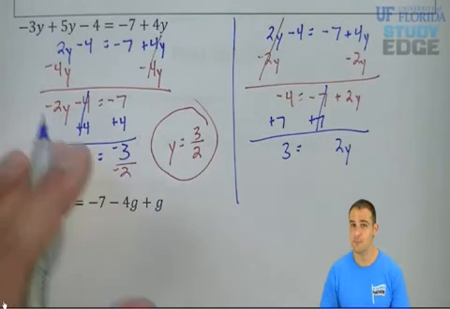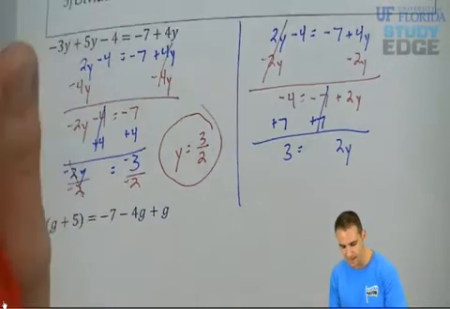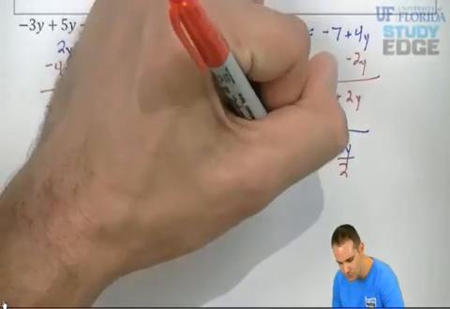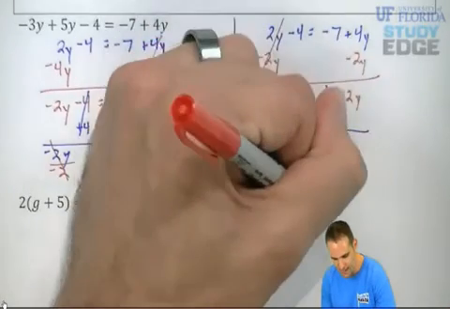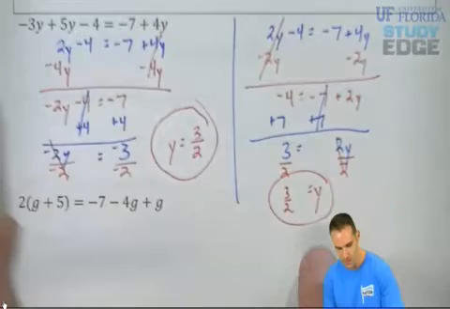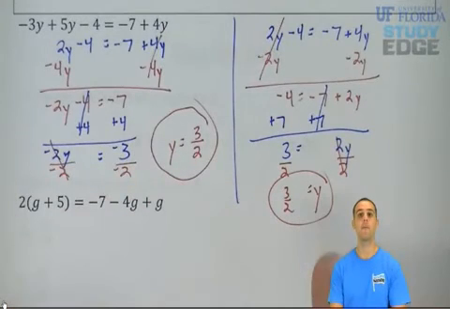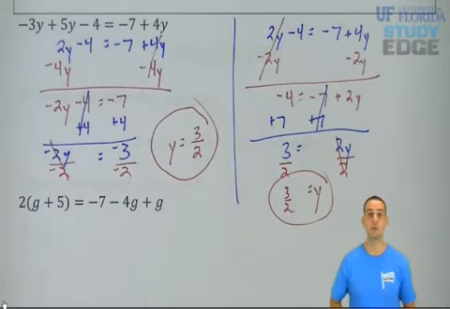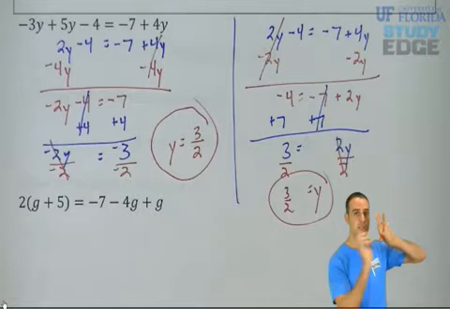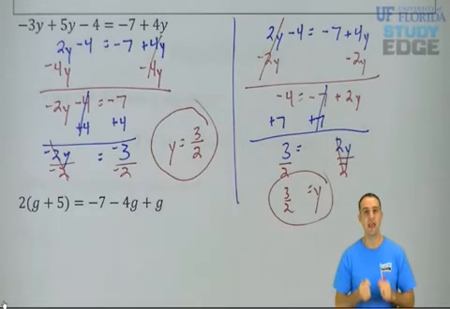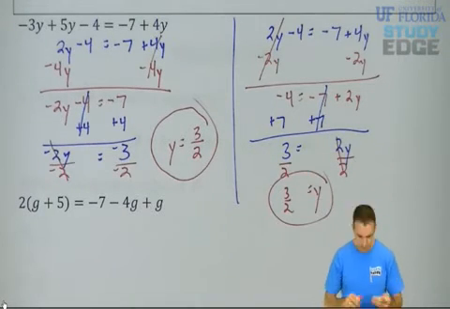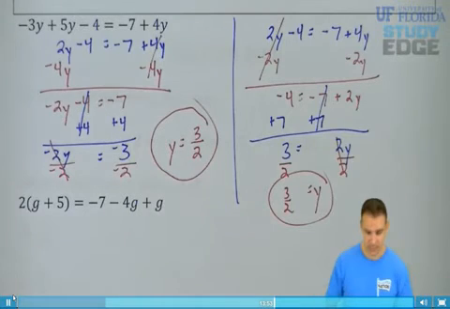The number in front of the variable, which in this case you're dividing by 2. Make sure you're dividing by the number in front of the variable. And y equals 3 halves. We already knew that though, but I just wanted to show you, as long as you move your variables to one side, your numbers to the other, and divide by the number in front of the variable, you're solving and getting the answer. Let's do one more here.